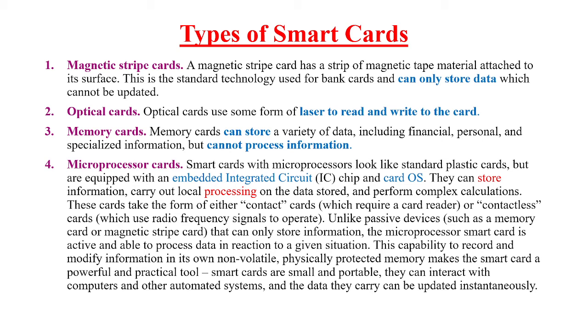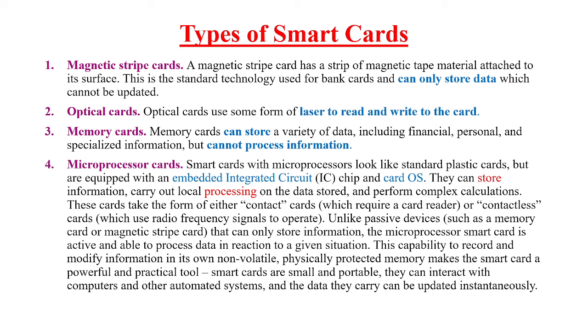Unlike passive cards like memory cards or magnetic strip cards that can only store the information, the microprocessor smart card is active and able to process the data in reaction to a given situation. This capability to record and modify information in its own non volatile, physically protected memory makes the smart card a more powerful and practical tool. Smart cards are small and portable. They can interact with a computer and other automated systems, and the data they carry can be updated instantaneously.